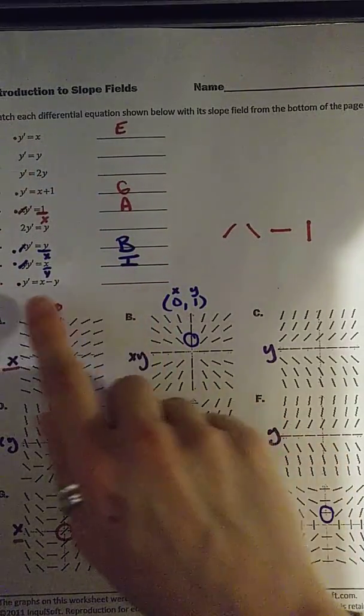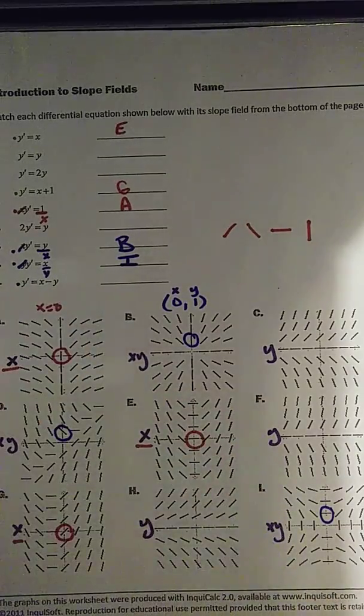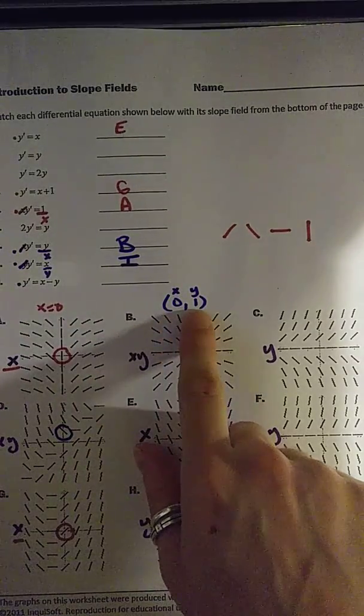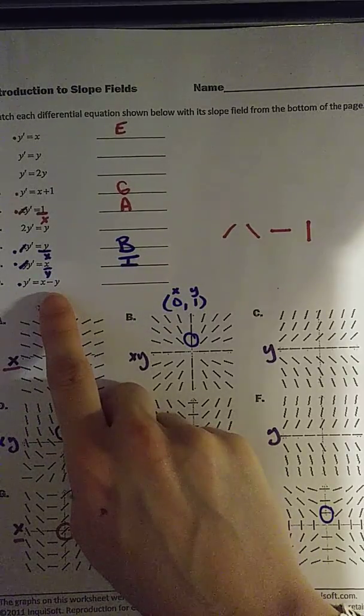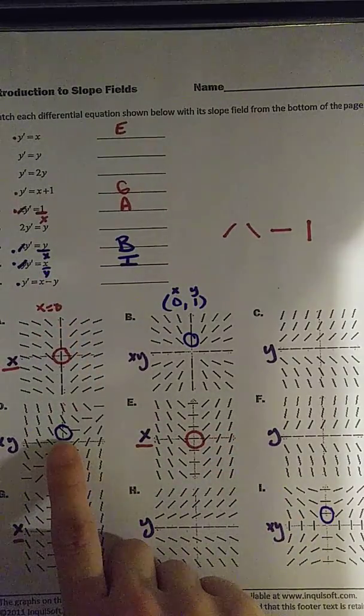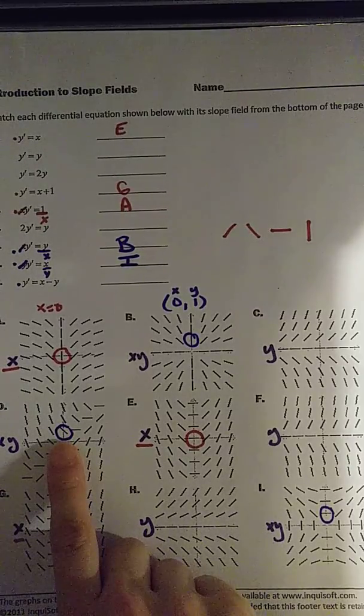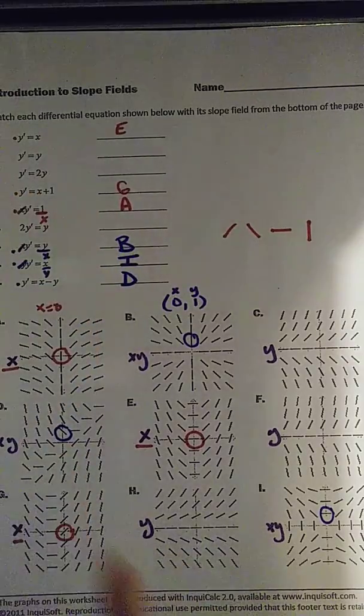Awesome. Last one, y prime equals x minus y. We plug in 0 for x, 1 for y. That's 0 minus 1, that's negative 1. And this one is downhill, negative 1. Perfect, negative 1's going downhill. So this one must be graph D.